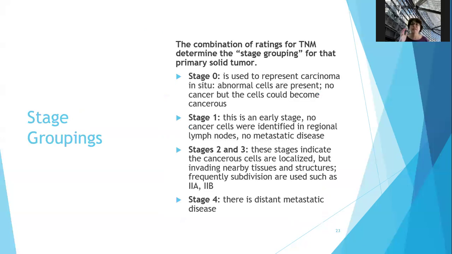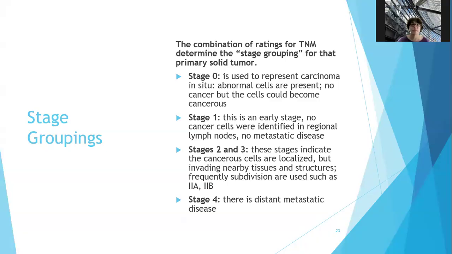Stage groupings are a combination of ratings for the TNM for the primary solid tumor. Stage 0 is where you have carcinoma in situ. That's that precancerous stage. Abnormal cells, but no cancer, but the cells could become cancerous. Stage 1 is the early stage, no cancer cells in the lymph nodes and no metastasis. Stages 2 and 3 are where cancer cells are localized, but they're invading nearby tissues. And stage 4 is where there's distant metastasis.